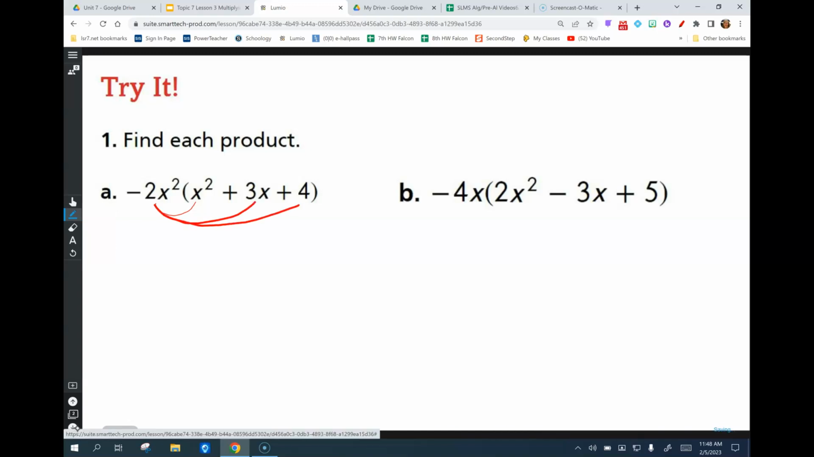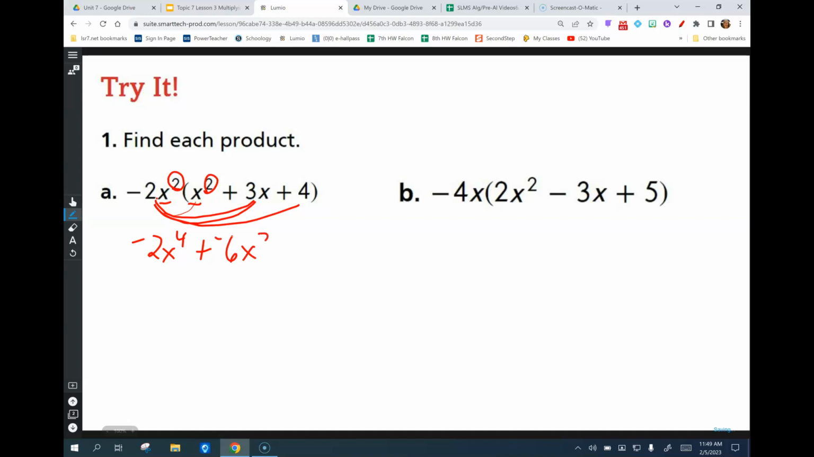Okay, so we're just going to distribute, but now we get to add in our rules about what we know with exponents. Okay, so let's go over that. When we multiply like bases, what do we do with our exponents? That's right, we add, so that's what's going to happen. So negative 2x squared times x squared is going to give us a negative 2x to the fourth, because when I multiply like bases, I add my exponents, yes? Okay, plus negative 2x times 3x is negative 6x squared.